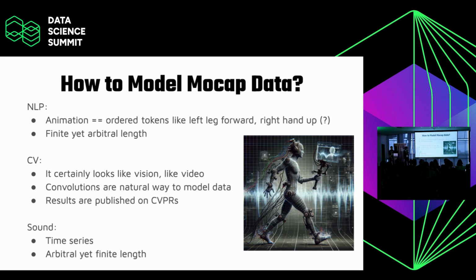It's NLP because it's like an ordered set of tokens, like right hand up and left leg forward and so on. You can also think about it as computer vision, right? We are on a computer vision track, and the top results are presented at a computer vision and pattern recognition conference. And well, convolutions seem also to be natural to model this kind of data. You'll see why. But you can also think about it as sound where you have a lot of different channels, like not one, not two, not 5.1, so C channels, but maybe 140 or something.